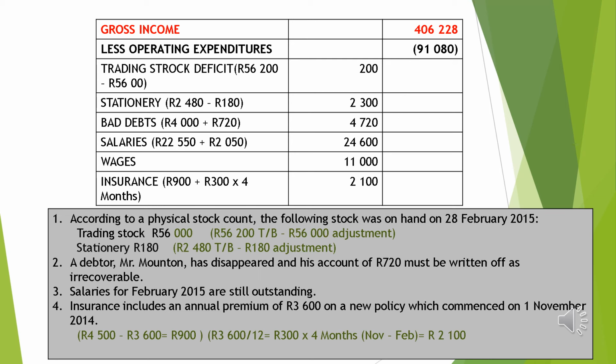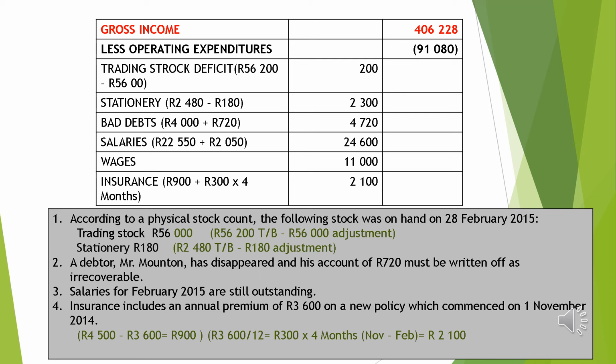Then we go to salaries account. Adjustment number 3. Salaries for February 2015 are still outstanding. That means the amount of 22,550 from the trial balance is an amount of salaries that were paid for 11 months, of which we are owing 1 month installment or 1 month salaries.